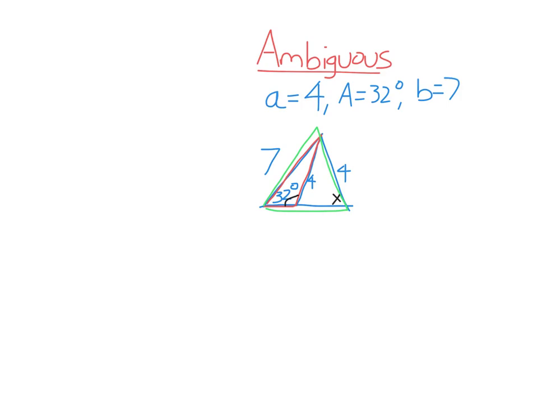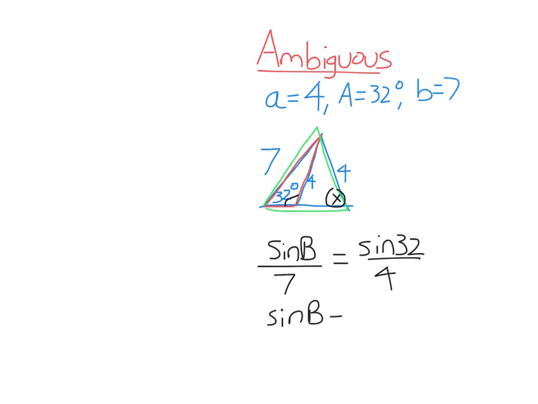So what we would have is, remember, angles on top when we're finding angles. So sine B, so sine of this angle over its opposite side, equals sine of A over its opposite side. So we're going to go through and solve it just like we did in the previous slide. So sine B is 7 sine 32 over 4. So B is just going to be the sine inverse of all of this stuff here.